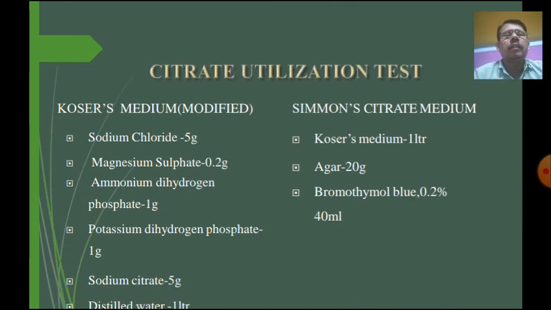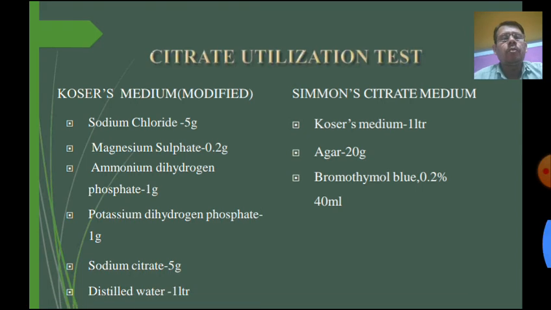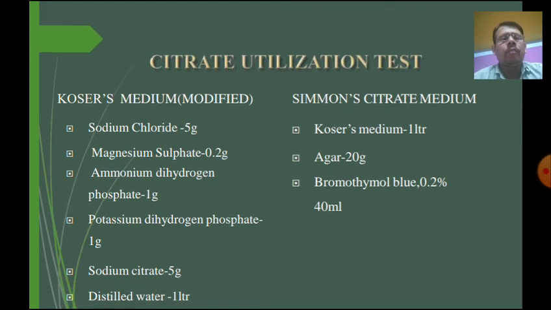The citrate utilization test uses Koser's medium or Simmons citrate medium. Simmons medium contains sodium chloride 5 gram, magnesium sulfate 0.2 gram, ammonium dihydrogen phosphate 1 gram, potassium dihydrogen phosphate 1 gram, sodium citrate 5 gram, and distilled water 1 liter. Koser's medium is 1 liter, with agar 20 gram and bromothymol blue 0.2% in 40 ml.